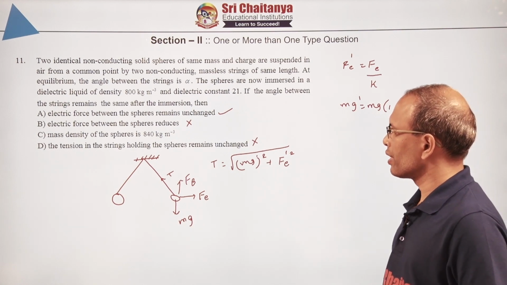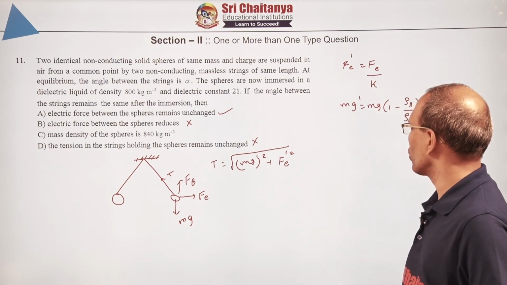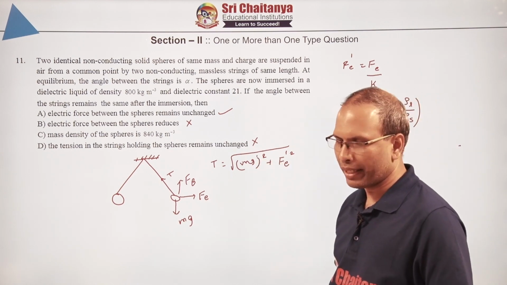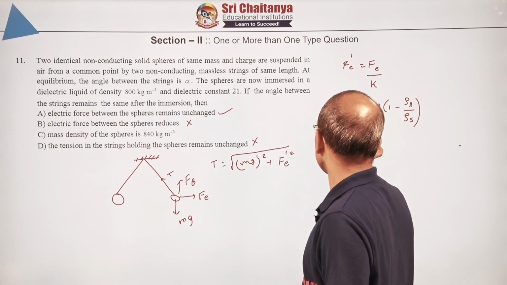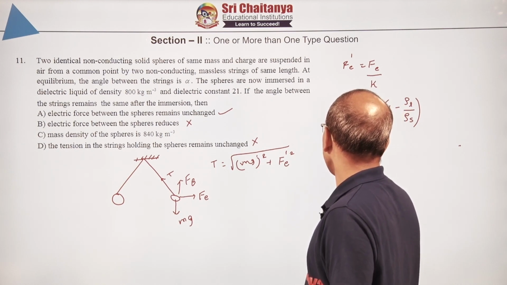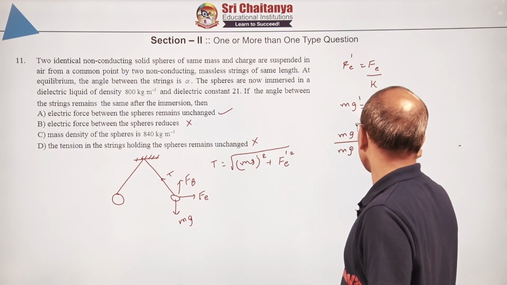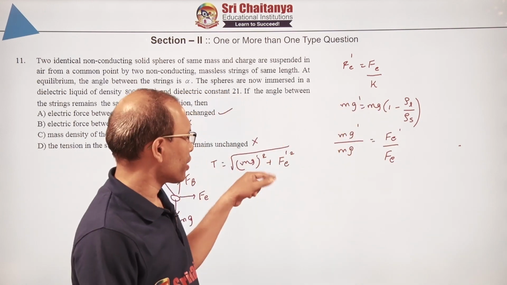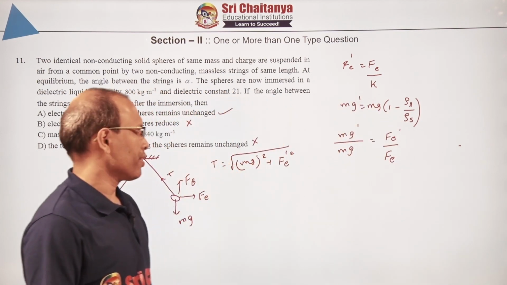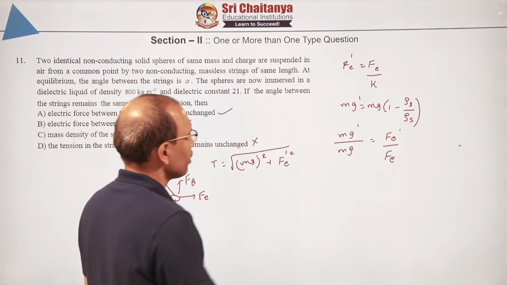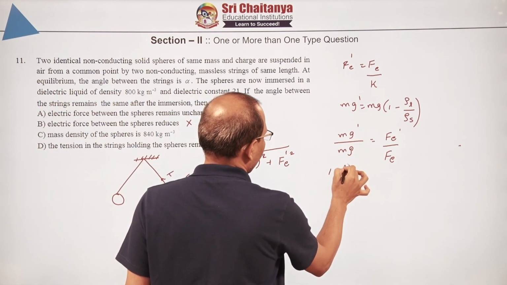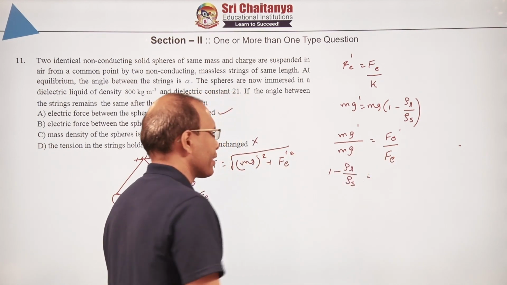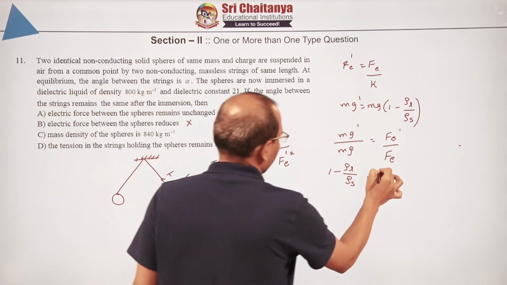Now when you look at option C, the mass density of the sphere, this is what we want to calculate. The angle remains the same, that means the ratio of these two forces also remains the same. So you can write mg dash by mg is the same as Fe dash by Fe. The ratio has to be the same so that the angle remains the same. So what is mg dash by mg? 1 minus density of liquid by density of solid, and this is 1 by K simply, the dielectric constant.